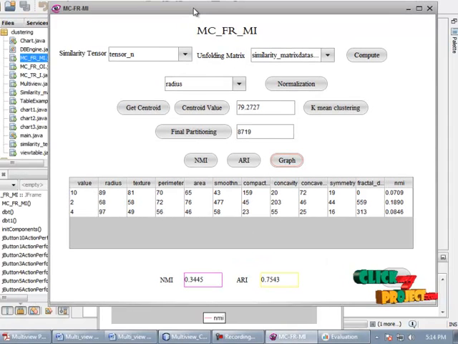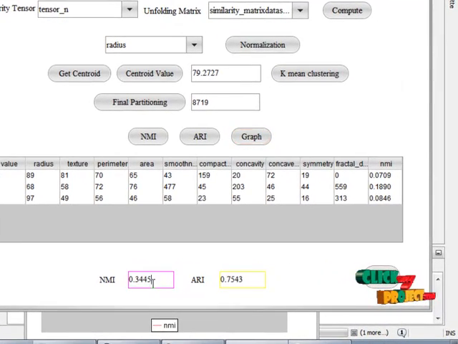So in this process we can easily find which one is best, NMI and error value-wise. That means this NMI and error value is used for clustering heterogeneous datasets. Thank you.